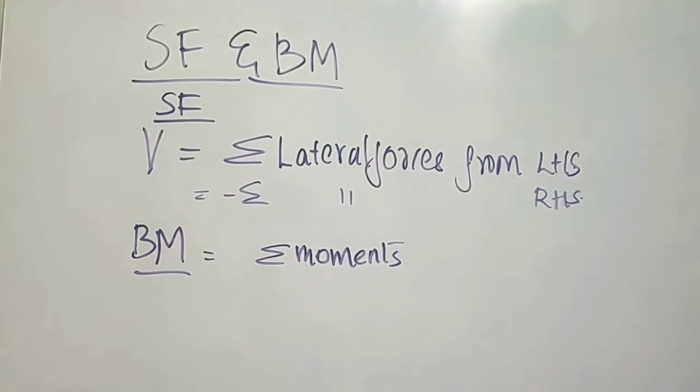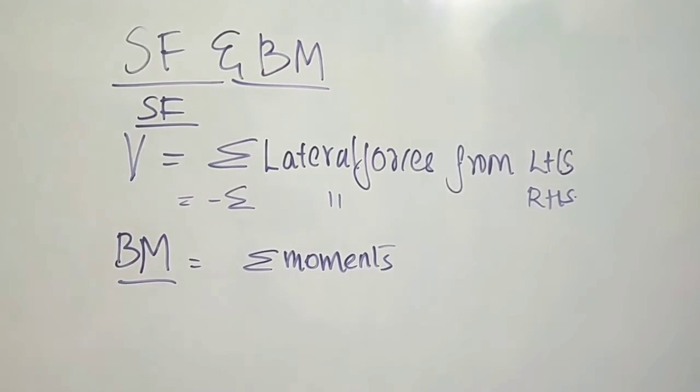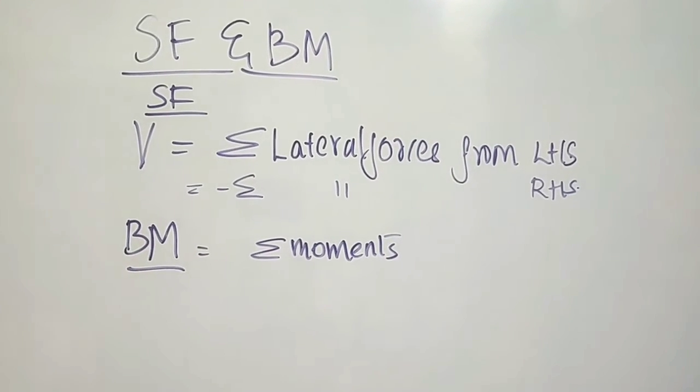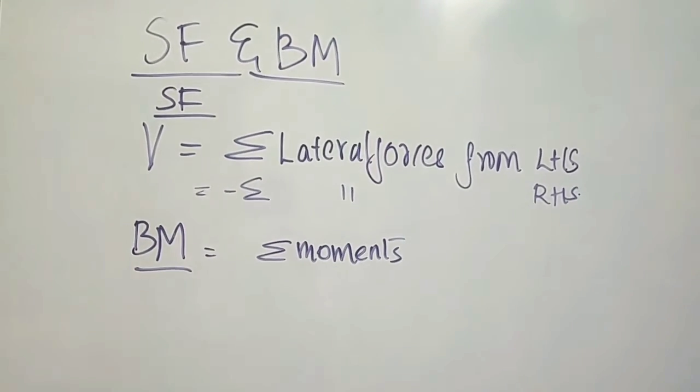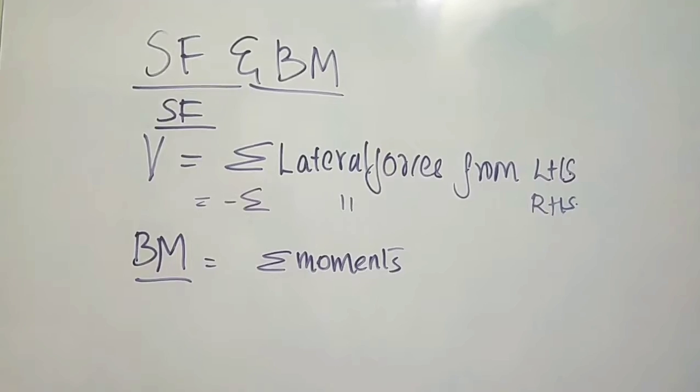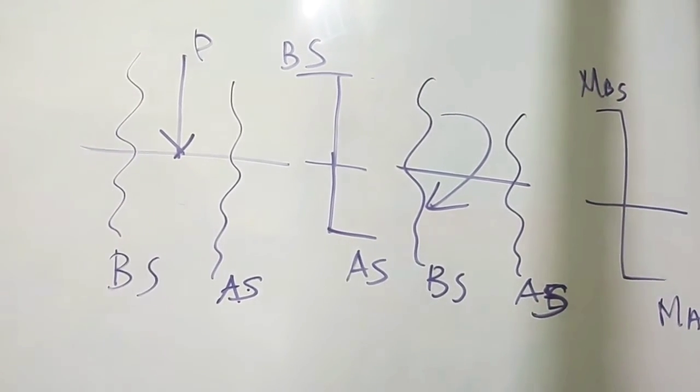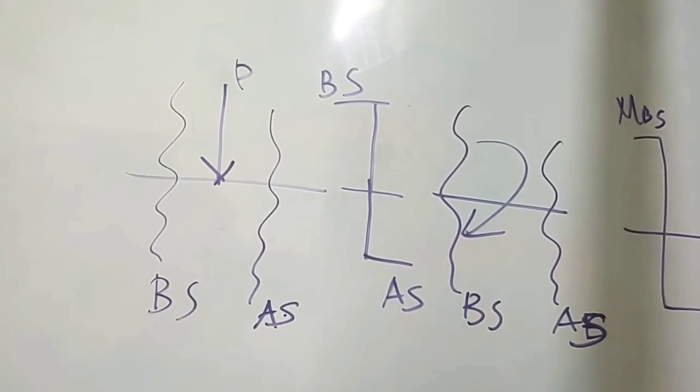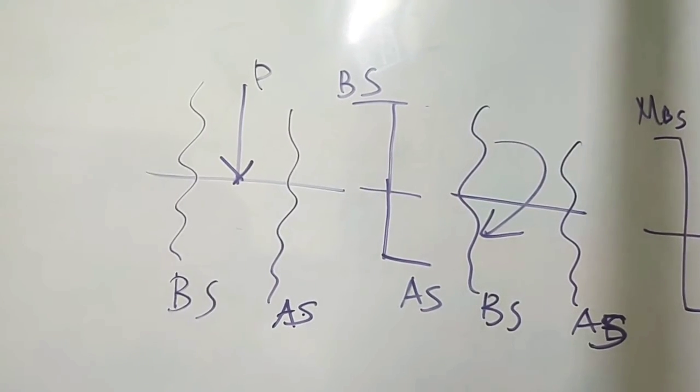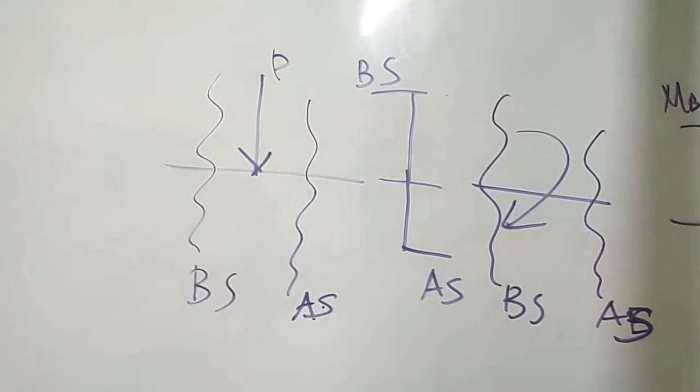And next, if you are calculating from the right hand side, it is minus of the summation of lateral forces from this right hand side. And bending moment is the summation of the moments. So if you are going to find the shear force at a particular point, which shear force will you take? Before the section you should take, and next after the section you should take.